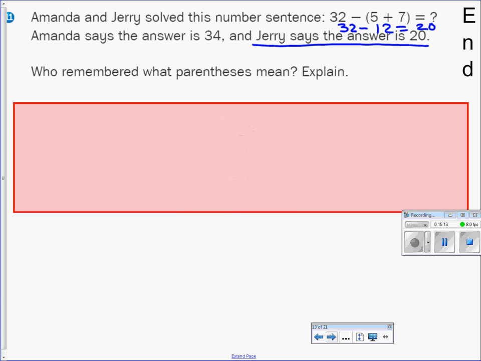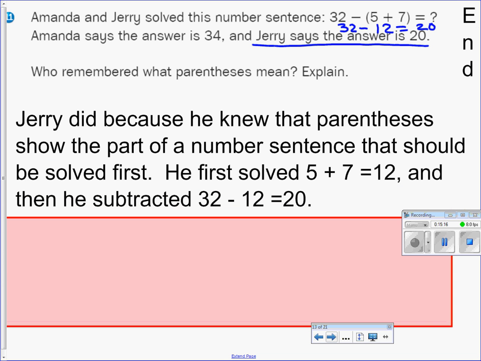Okay. So let's look at how we would explain that. We said Jerry did because he knew that parentheses show the part of a number sentence that should be solved first. He first solved 5 plus 7 equals 12, and then he subtracted 32 minus 12 equals 20. Boys and girls, this explanation here walks you completely through what we just did when we did this problem up here. So as you're writing in math, you should always write it down as you're thinking it and doing each step in your head. All right, boys and girls, that ends lesson 6.8 on number sentences with parentheses.